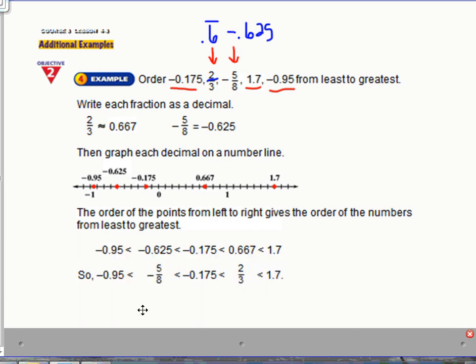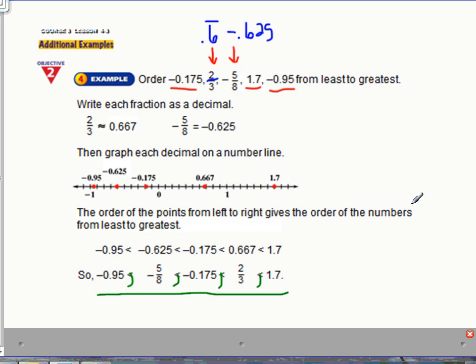All right, so if we were going to take our decimals and turn them back into our fractions, so it was originally in our form, which is always a good idea because that's generally how the answer is going to look in the grade book. It's going to say from least to greatest, we have negative 0.95, negative 5/8, negative 0.175, 2/3, and then 1.7.